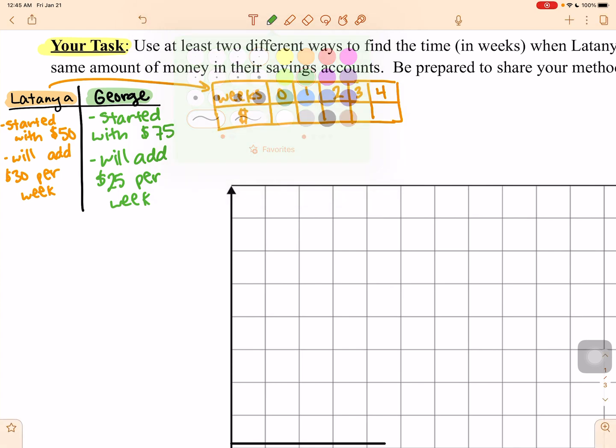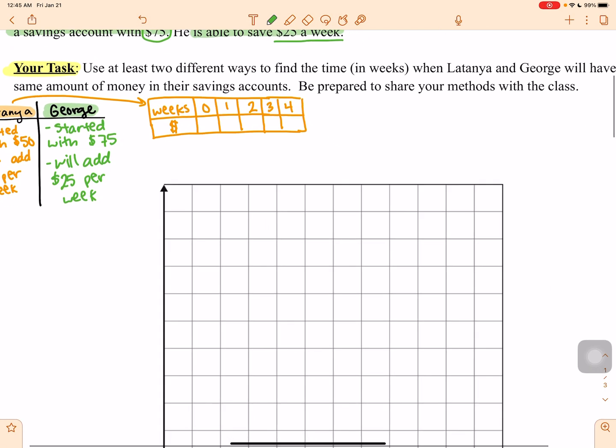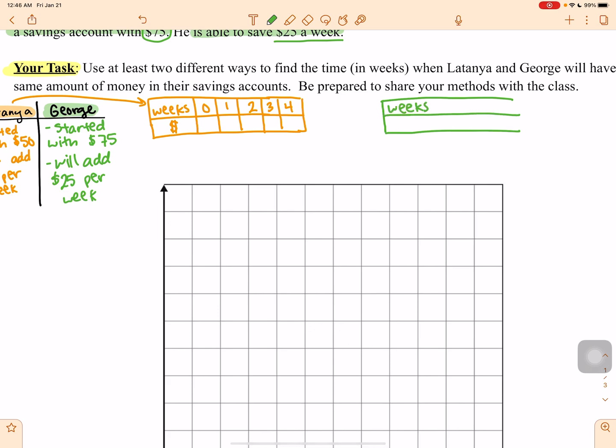And then let's create one for George. I'm going to leave some space just in case we do have to extend a little bit further, because I don't know when they're going to have the same, right? So basically what we're going to do is fill in this table until, at the exact same week, they have the exact same amount of money saved up. Okay, so we might be adding on quite a bit. So this is one way to do it. All right. So this is George.